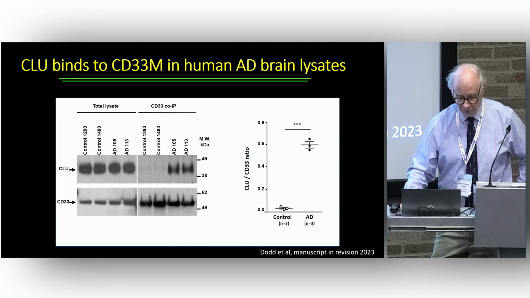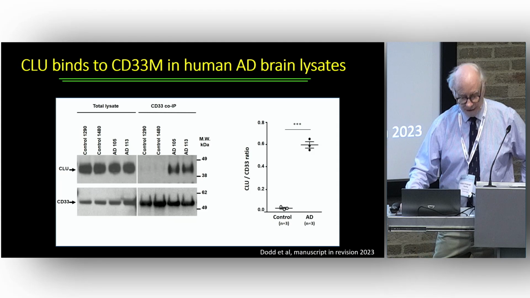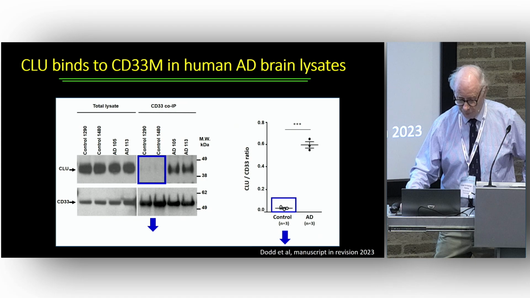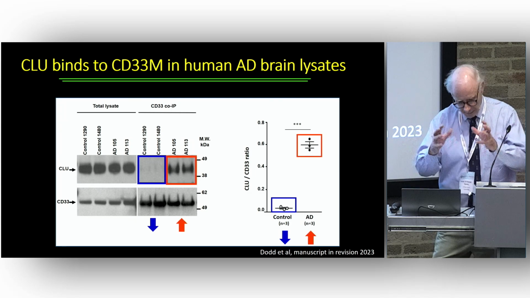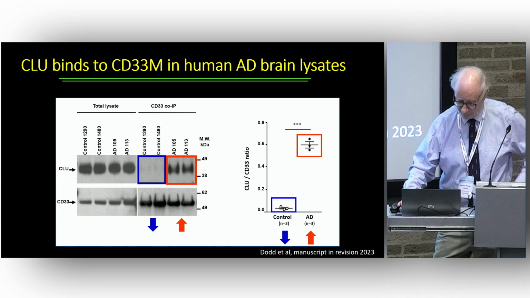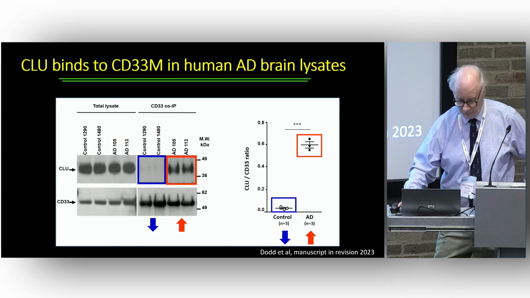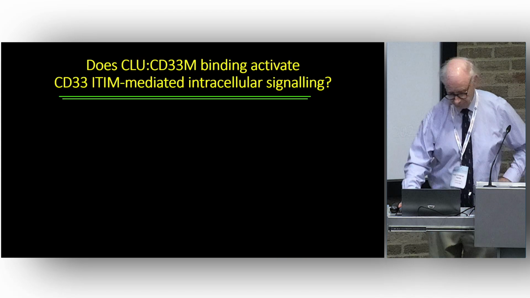So the next thing we looked at was to see whether or not you could actually show a physical interaction between clusterin and CD33 in the brains of AD patients. And what we were able to show was that in control individuals, you could precipitate the CD33M, and even though there was clusterin in that brain, it wasn't close enough to the CD33 in order to get an interaction. In contrast, in individuals with Alzheimer's disease, with lots of amyloid plaques and presumably microglia close to those plaques and clustering around the plaques, we were clearly able to co-precipitate the clusterin with the CD33 as shown and quantified here.